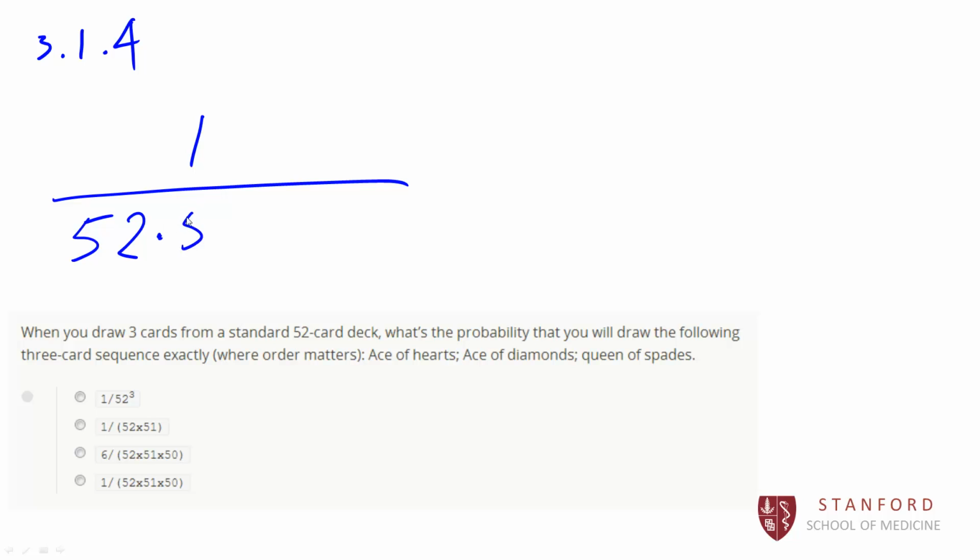Then after you pull your first card, there are only 51 cards left. After you pull your second card, there are only 50 cards left. And so your calculation becomes 1 over the product of 52 times 51 times 50. And so we see that the answer here is letter D.